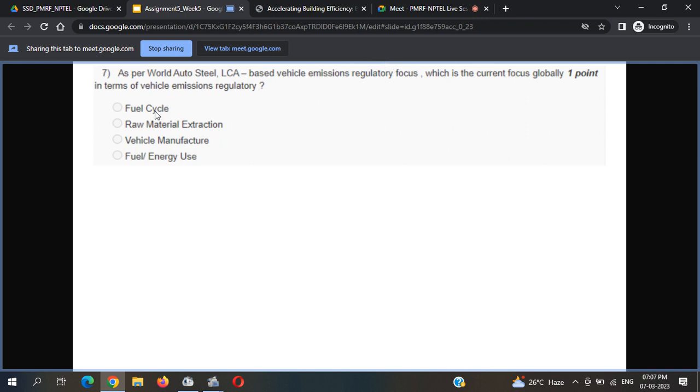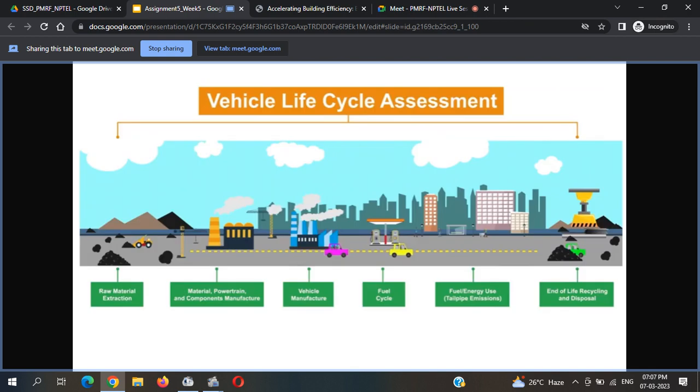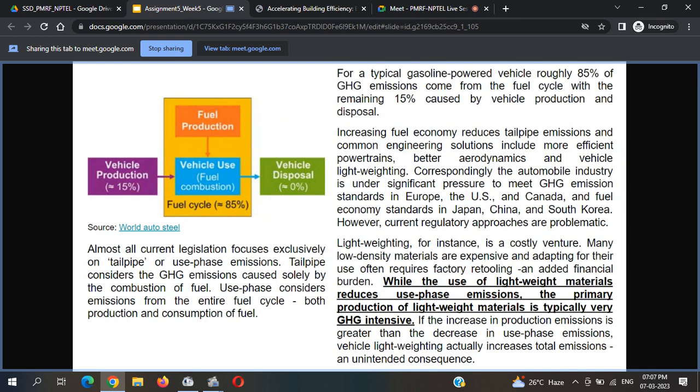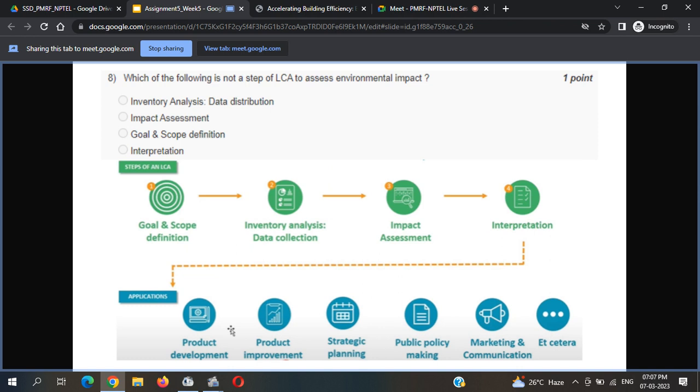So in the given options, you have fuel cycle, raw material extraction, vehicle manufacture, and fuel and energy use. We saw very clearly that fuel and energy use is where the current focus globally lies in terms of vehicle emissions. However, we need more focus on other phases of the life cycle of vehicles also, for example, the vehicle manufacturing phase. So I hope this question is clear to you. We'll move on to the next question.